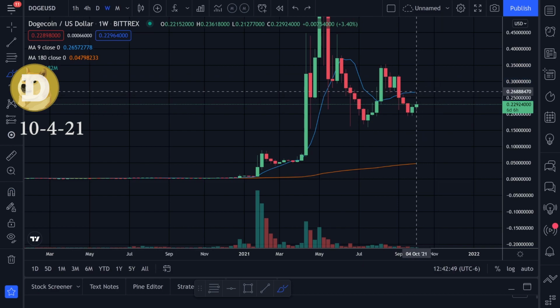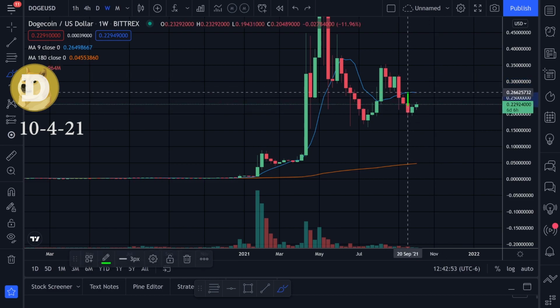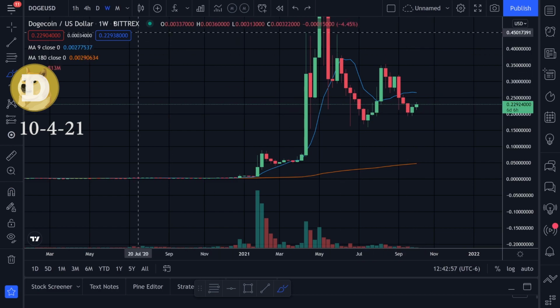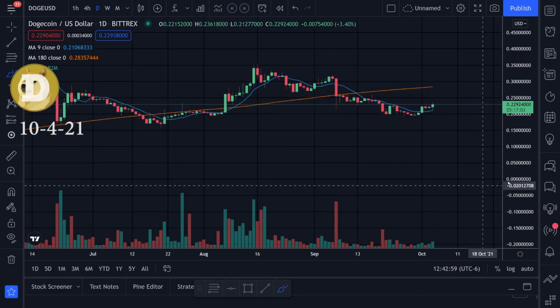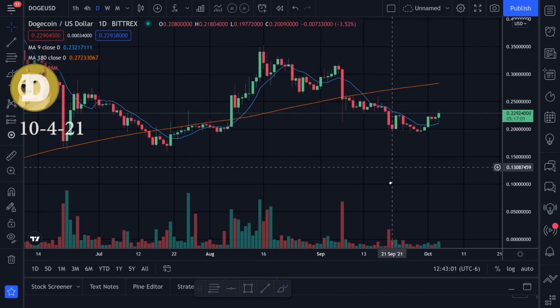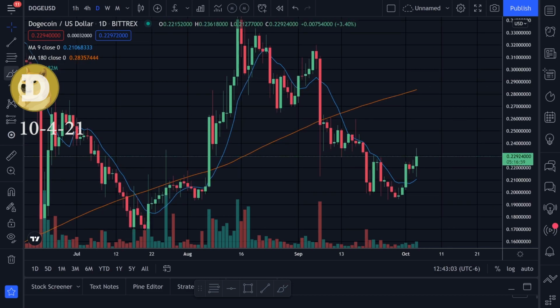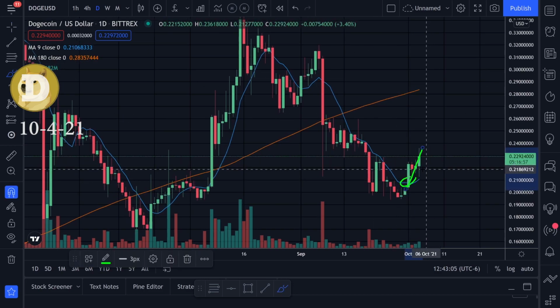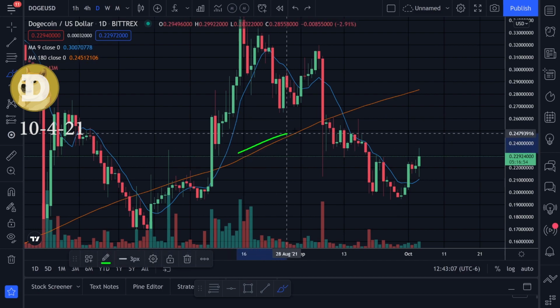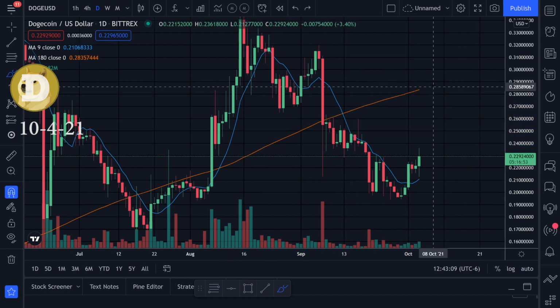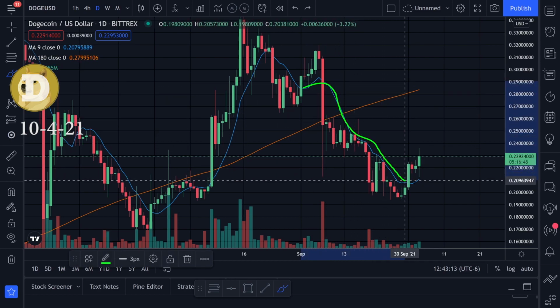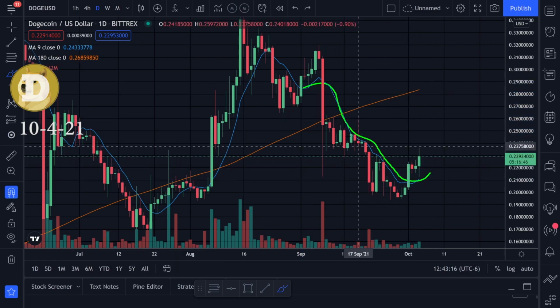This is sitting around .268. Until we do break above it, I'm going to assume that it's going to give us resistance. And like I said, I think it's a bad sign that we're below it. If we go into the daily time frame though, we did break above the daily 9 moving average right here. We broke above that, but we have the 180 moving average coming in right here that might give us some resistance. I really prefer to be above this 180 moving average than below it.